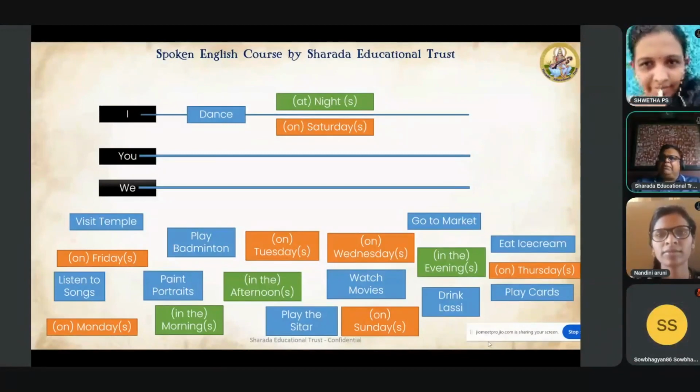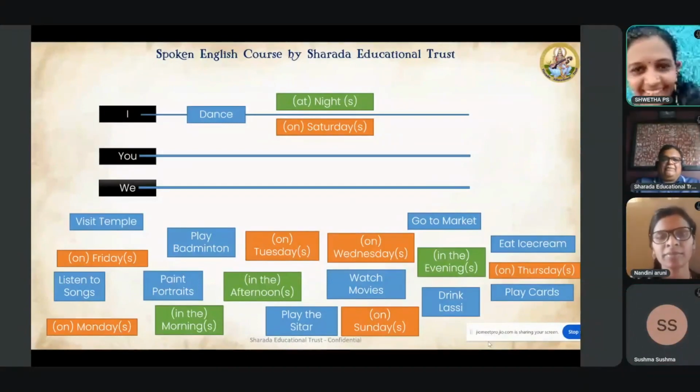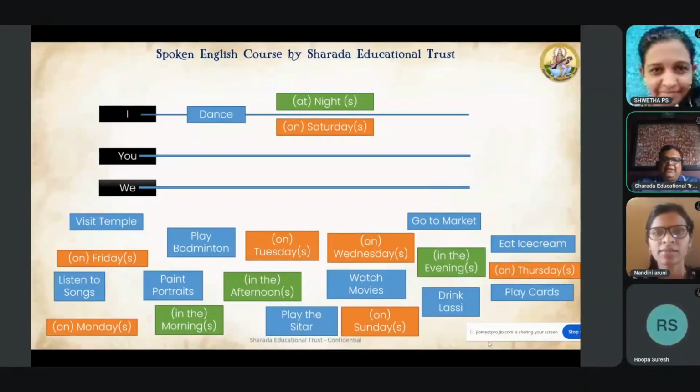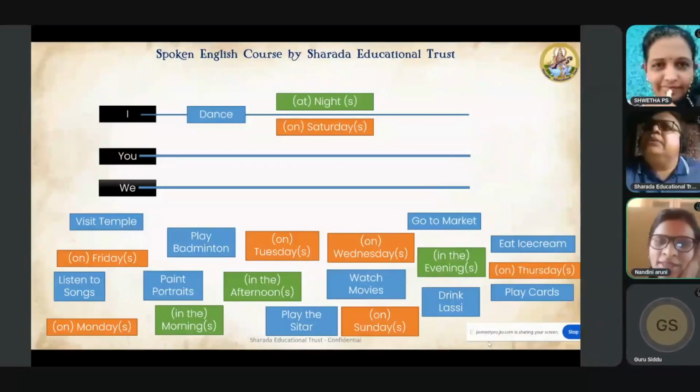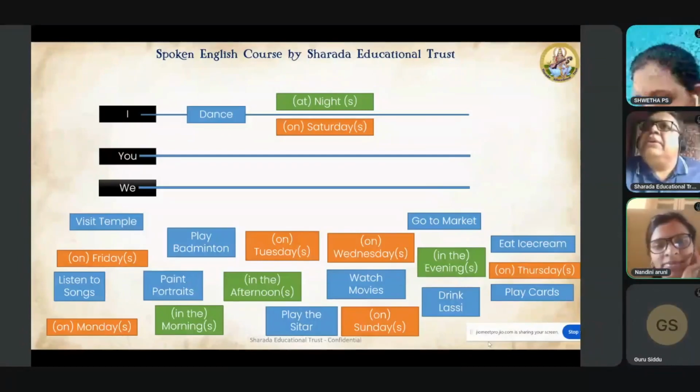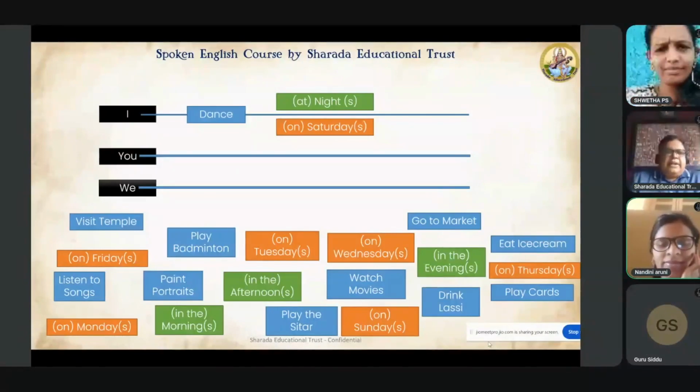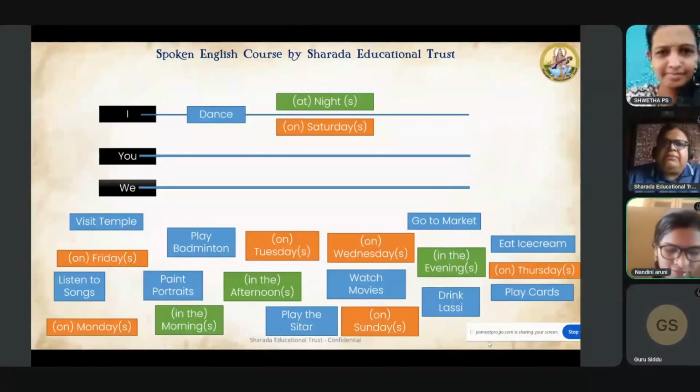I must watch movies. This must be Priya ma'am, no? Yes, sir. Priya ji. Yeah, Priya. Next, I play cards at night. Nandini, was it you? I listen to songs in the evening. Oh, very good. So like that you can form sentences.